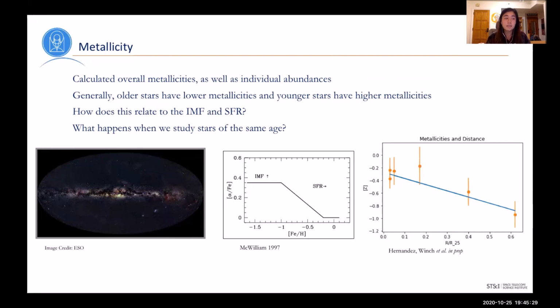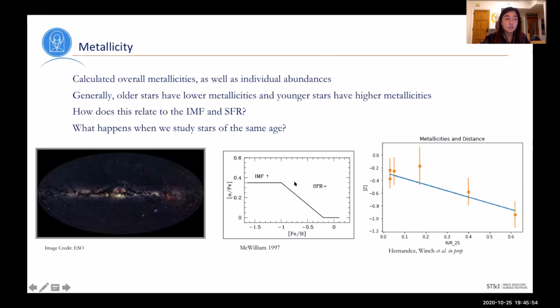So generally, we can say that older stars have lower metallicities and younger stars have higher metallicities. Again, the stars start out being very hydrogen rich, and it will take time for these iron elements to form. So as time moves forward, more iron elements are being released into the interstellar medium. So newer stars are made from this very metal-rich gas.